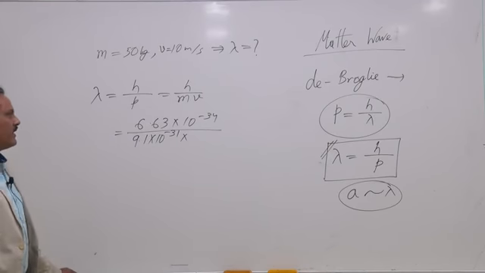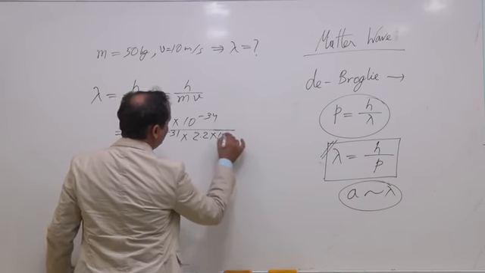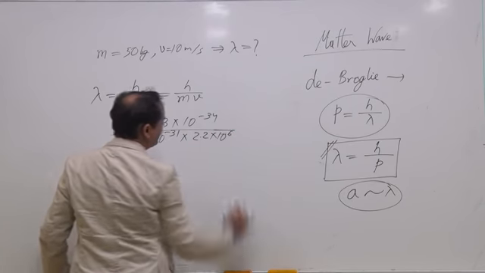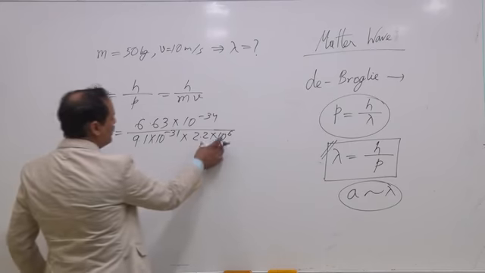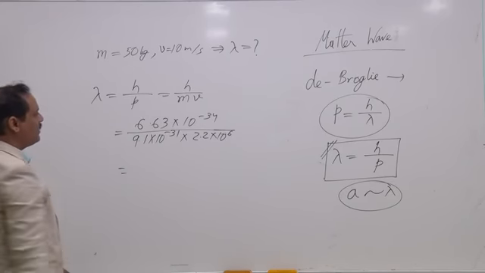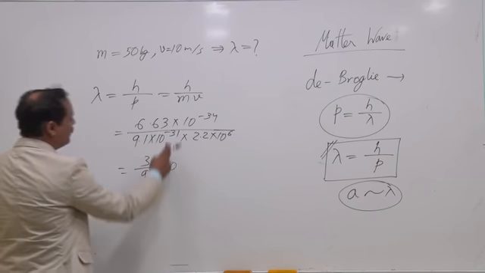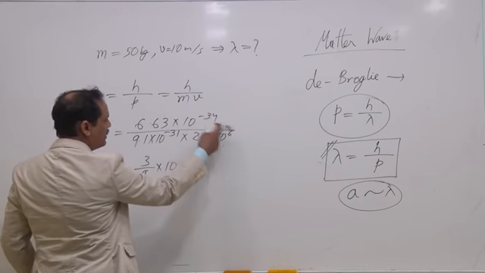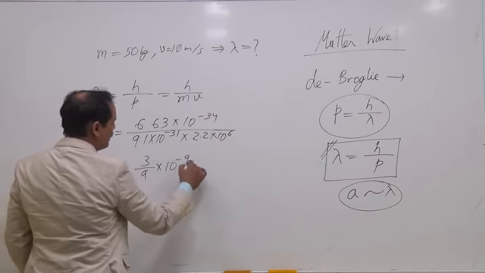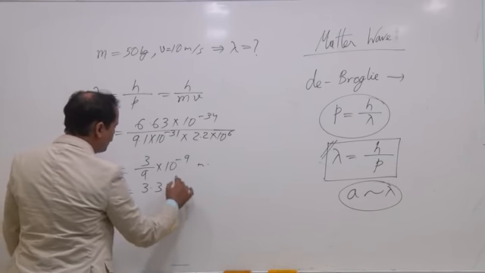In the ground state of the hydrogen atom, the speed of the electron is 2.2 into 10 to the power 6 meter per second. It is c by 137, where c is the speed of light. So, this is the speed of the electron in the ground state of the hydrogen atom. If I use this, it is 6.63 by 9.1 into 10 to the power minus 34 minus 31, this is minus 3 plus minus 6, this is minus 9 meter or 3.3 angstrom.